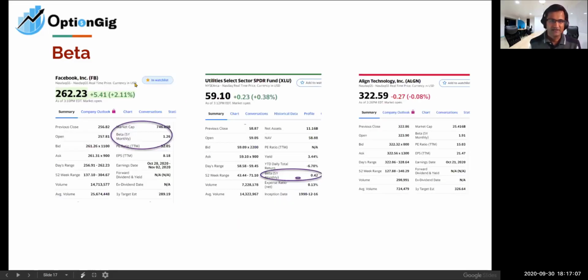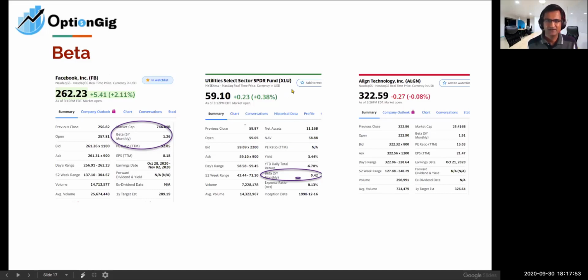Let's take some examples. For example, Facebook. This is a screenshot from Yahoo Finance. If you go to Yahoo Finance and look at Facebook, it'll tell you the beta: the 5-year monthly beta is 1.26 for Facebook. It means it is a quarter more volatile than the market. And we know Facebook is a momentum stock. When these stocks go up, they go up huge. When they come down, they fall down huge. We have seen what happened to some of the momentum stocks in the last 2-3 weeks.